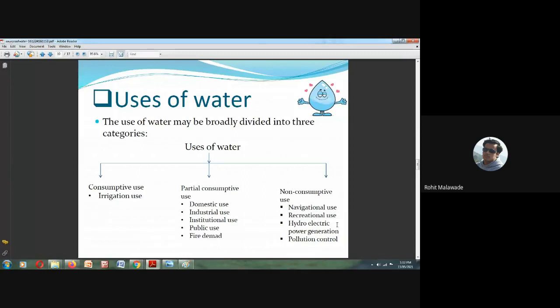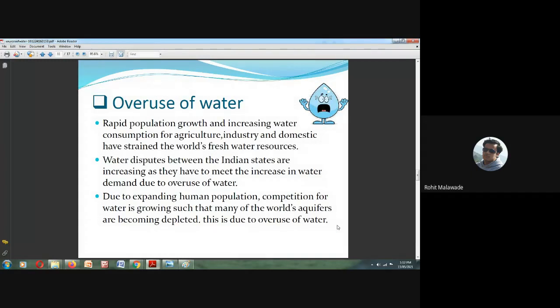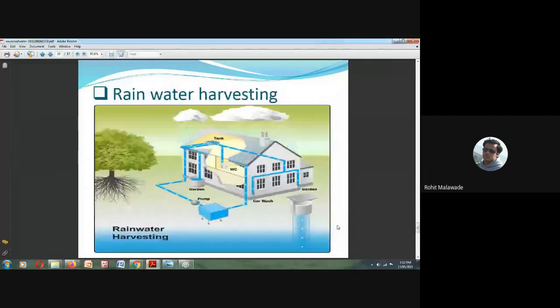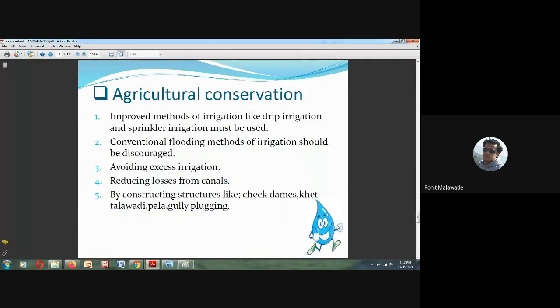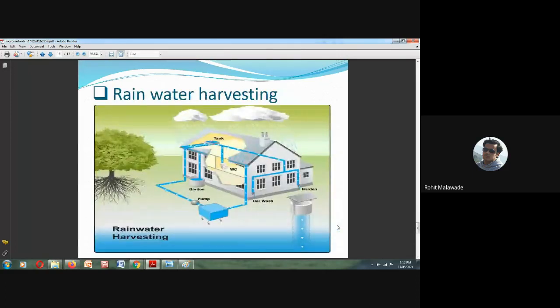Okay. Now uses of water, we have already seen it. What are the different uses of water? Consumptive use, that is irrigation, domestic use, industrial use, institutional, public; non-consumptive, that is navigational, recreational use, hydroelectric, and then the different sources of water. Now we will see the overuse of water in the next class. The important thing nowadays is rainwater harvesting.